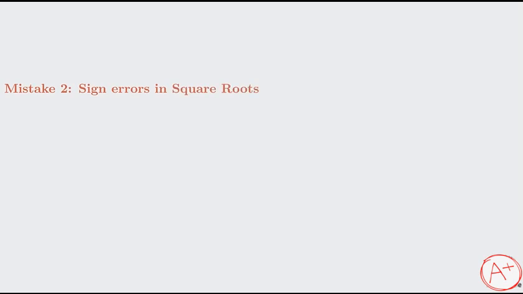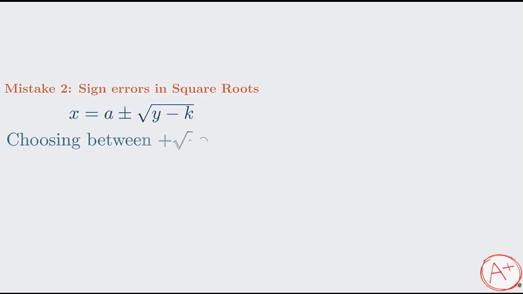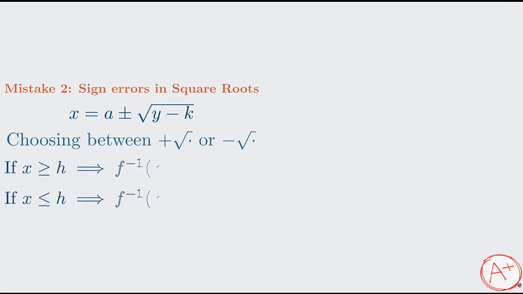Next, look out for sign errors in square roots. When finding the inverse of a quadratic, you often reach a step like x equals a plus or minus the square root of something. Students often forget to justify which sign they choose. You must look at the domain of the original function. If x is greater than the vertex, choose the positive root. If x is less than the vertex, you must choose the negative root.